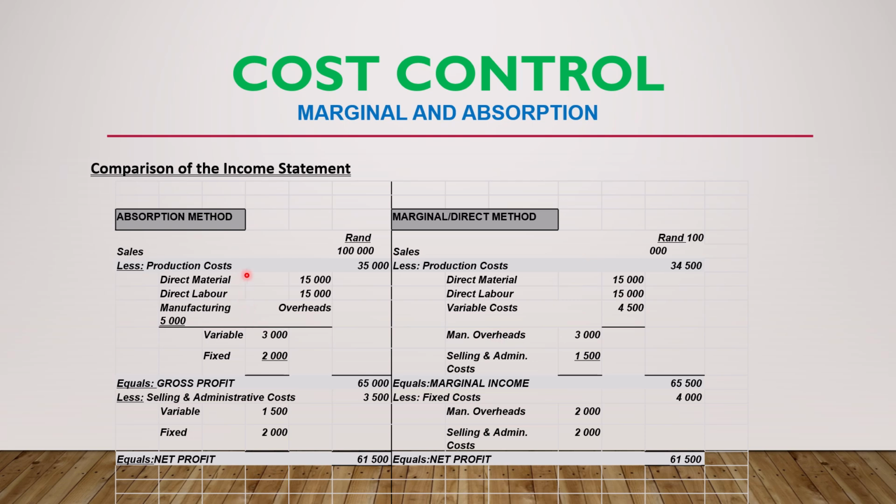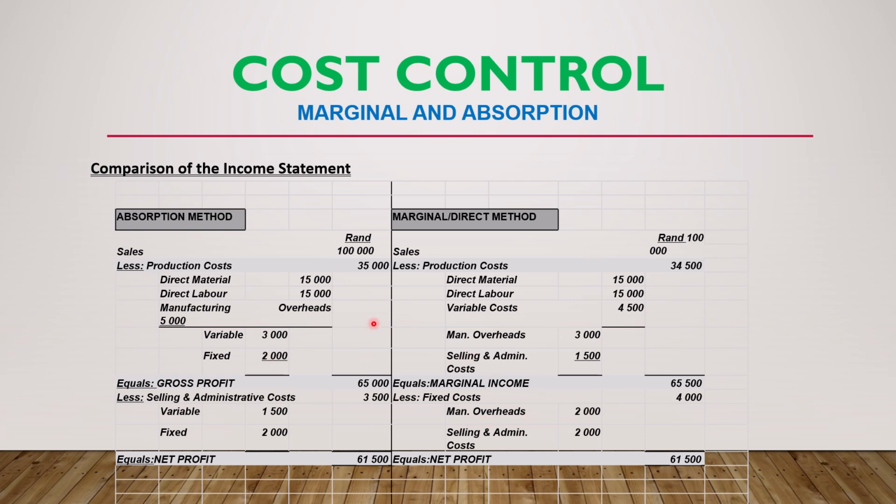Remember, with the other method you have the gross profit, but with this method you have your marginal income. Don't confuse them. After your marginal income, you minus all the fixed costs. All the fixed costs are deducted here separately. What fixed costs do we have? We have the fixed part of manufacturing overheads, which is 2,000.